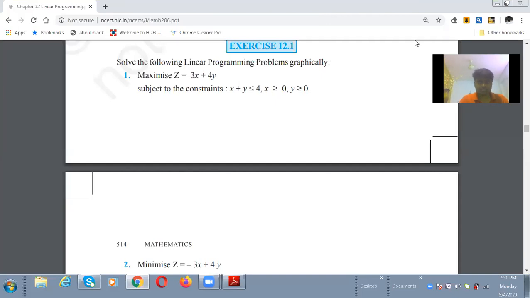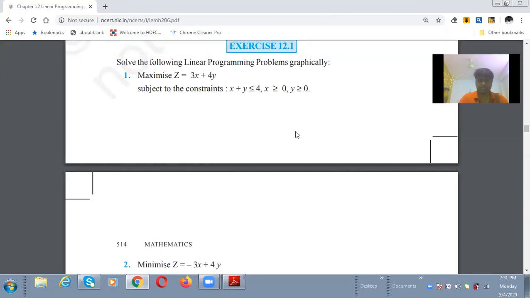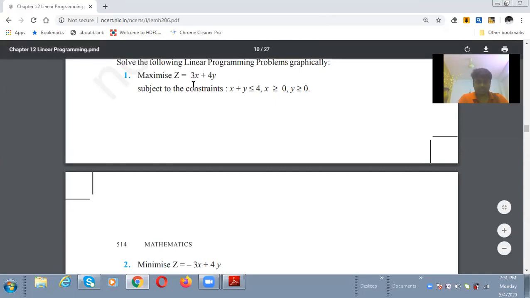So let us discuss some problems from exercise 12.1. Solve the linear programming problems graphically. So this is the basic model problem. Maximize z equals 3x plus 4y subject to the constraints x plus y less than or equal to 4, x greater than or equal to 0, y greater than or equal to 0.